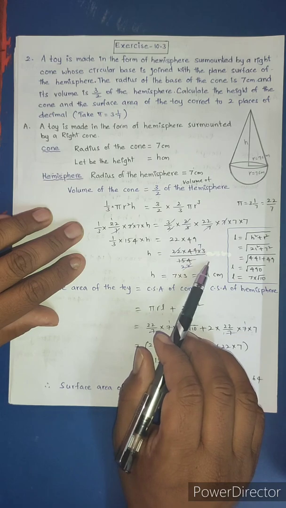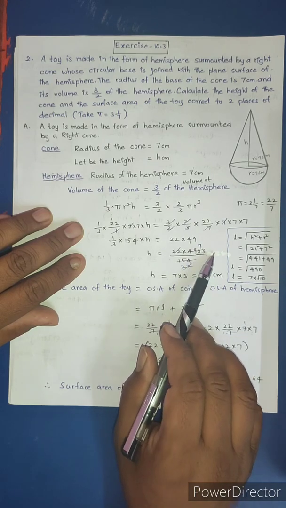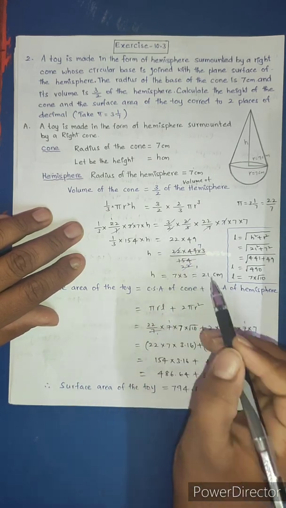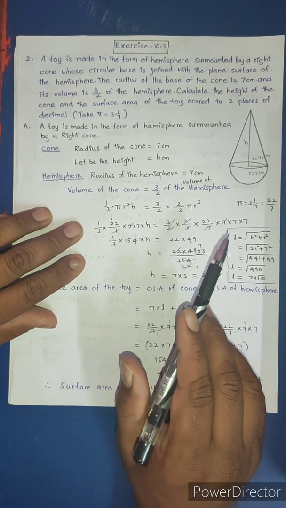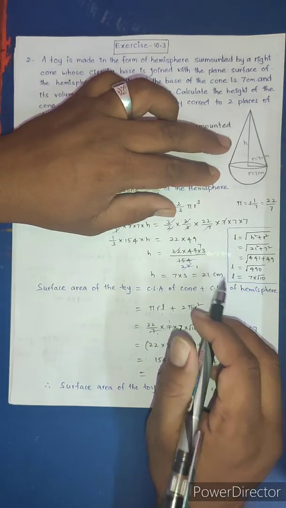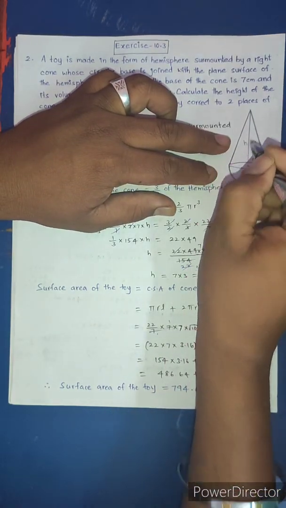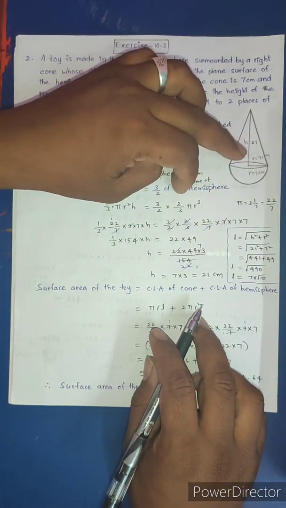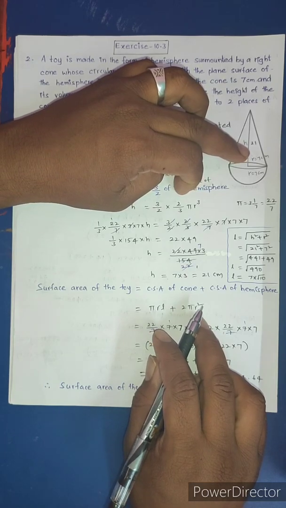Okay. Now remaining values 7 and 3 in numerator. In the denominator there is only 1. So height of the cone is 7 3s are 21 centimeter. Now we found the height of cone, 21 centimeter. We had already radius 7 centimeter.